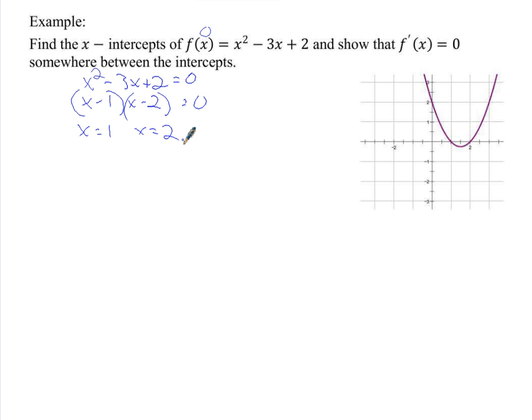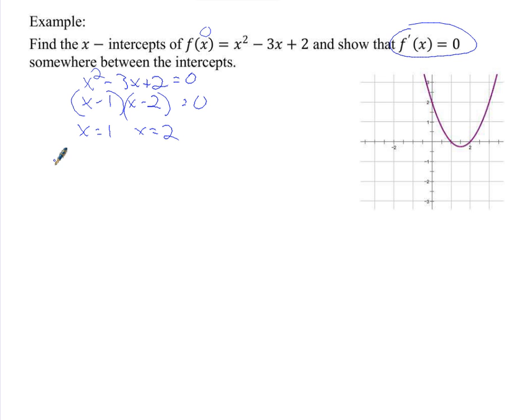Yeah, so the goal is to show that f prime of x equals 0 somewhere between the intercepts. What is f prime of x equals 0 trying to tell me that I'm trying to find? I'm trying to find a critical number. So I'm trying to show that there is a critical number somewhere between the x-intercepts. That's the interval, yeah. So my interval here is between 1 and 2.